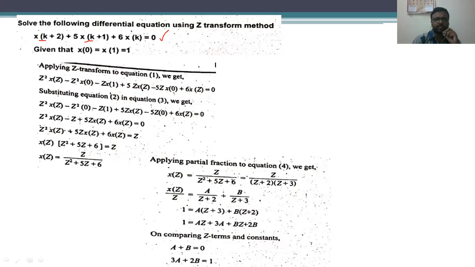5 z x of z minus 5 z x of 0 plus 6 x of z. Here only the LH side equation is present. The RH side equation is absent. That means only the output function is going to be there in the equation, and the input function of the equation is absent. Okay. That means the difference equation is going to be obtained.